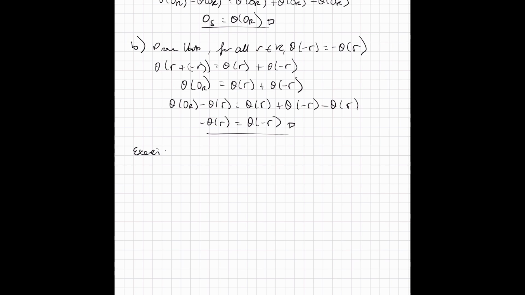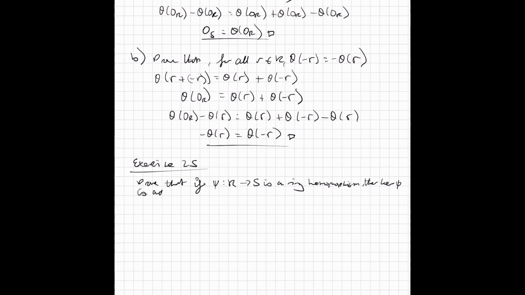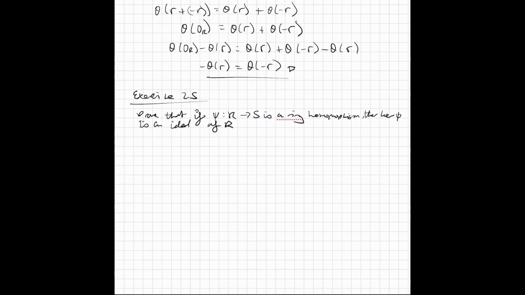Okay. And then exercise 25 is next, which is to prove that if psi, I think it's psi, the symbol, probably pronouncing it wrong, is a ring homomorphism, then the kernel of psi is an ideal of R.